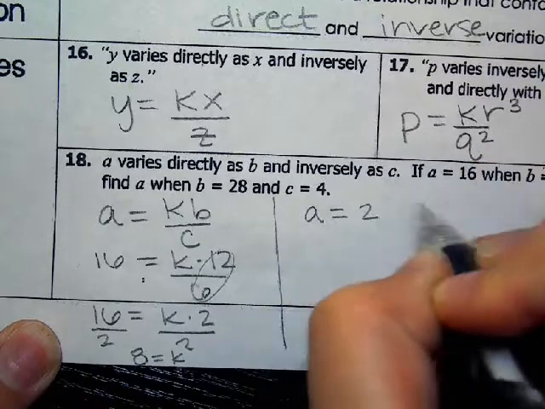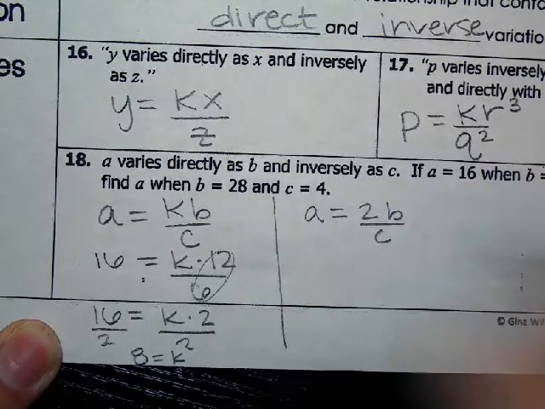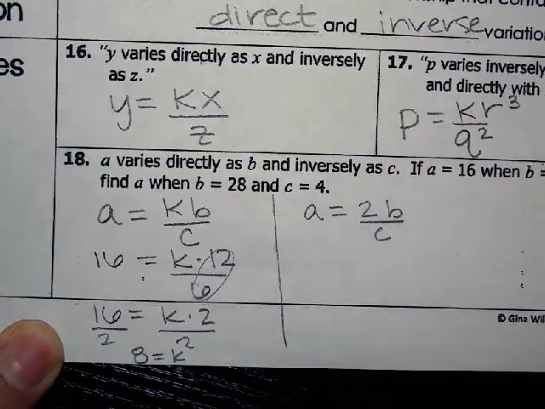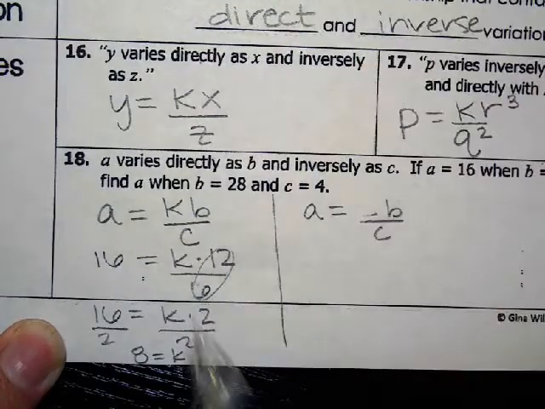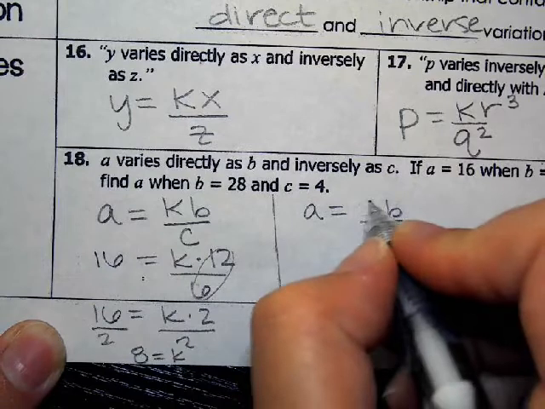So what we have is A equals 8 times B over C. Not 2, 8. Goodness gracious. The 2 was right here. It was not the answer. The answer was 8. Okay. So we solved, we got k is 8.